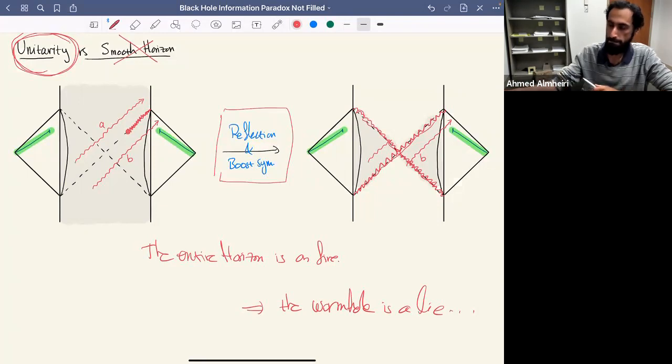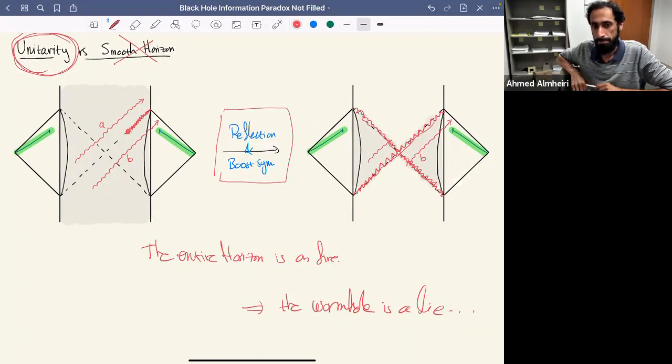I have a question. Yes. So once you invoke this firewall, are you just saying that the interior just completely disappears? Yeah, well, at least when this idea was still fresh, that was definitely a possibility. That maybe space-time just simply ends at the event horizon of the black hole.